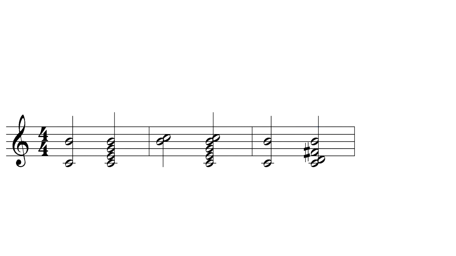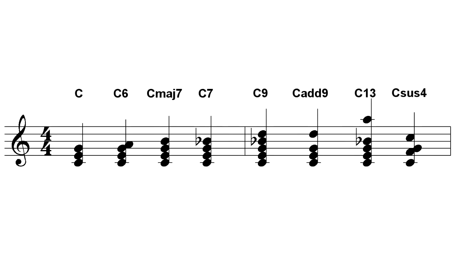Let's look at some common ways to add interest and color to basic chords. Most of the chords we've heard so far are basic triads containing only the 1st, 3rd, and 5th notes of the scale. But other scale tones can be added to a chord to impart various colors. One common variation is the 6th chord, which adds the 6th note of the scale to the 1st, 3rd, and 5th.